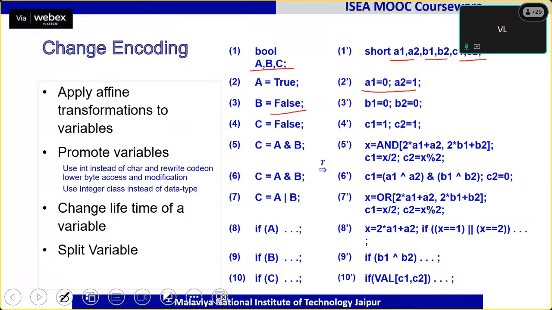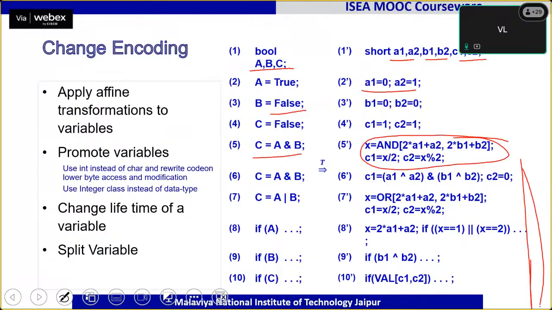In case of B, we are saying that both of them are 0, it is false. In case of C, we are saying that if both of them are 1, then it is false. And then this expression A and B will now change in this particular case, and it looks more complicated now.